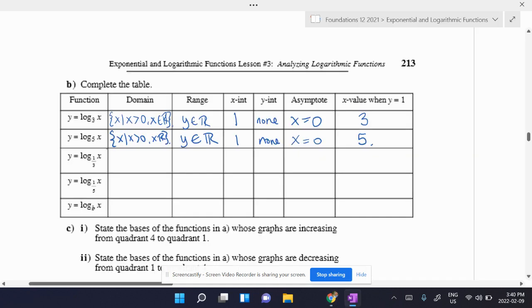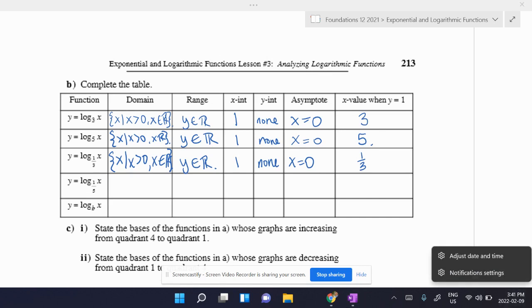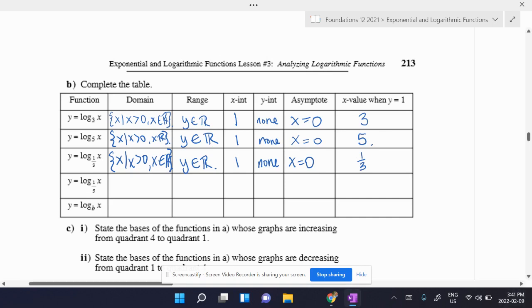Okay, so x must be more than 0, can't be negative. X is all real numbers. Y is all real numbers. X-intercept still 1. There is no y-intercept. Asymptote is still at 0. And this is 1/3. Okay. Let's look at 1/5.